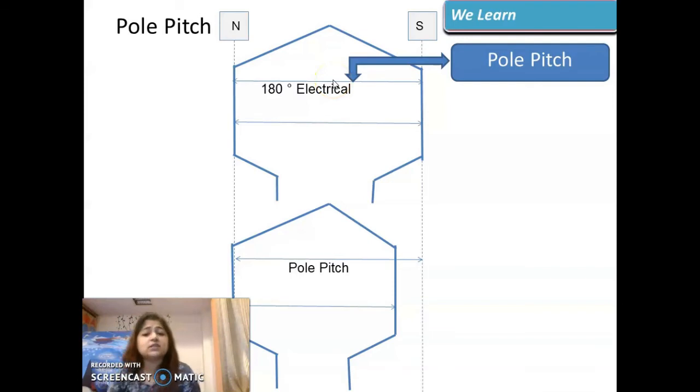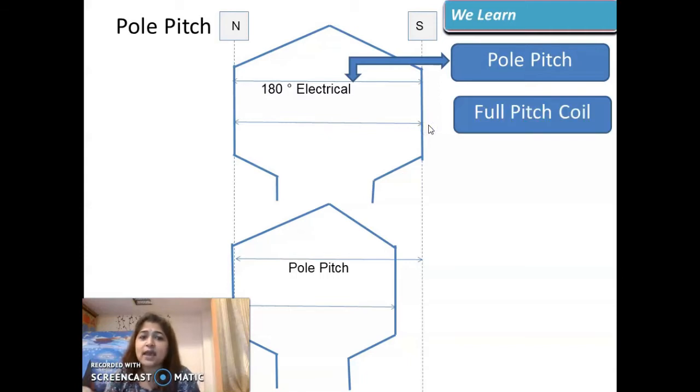Now, if the coil is so placed that one conductor is falling exactly in front of north pole, and another conductor of the coil is exactly falling in front of south pole, it means the coil is exactly kept for the full one pitch, and that coil is called a full pitch coil. I repeat, if the coil is so placed that one conductor is falling in front of north pole and another conductor is falling exactly in front of the adjacent south pole, then that coil is called a full pitch coil.